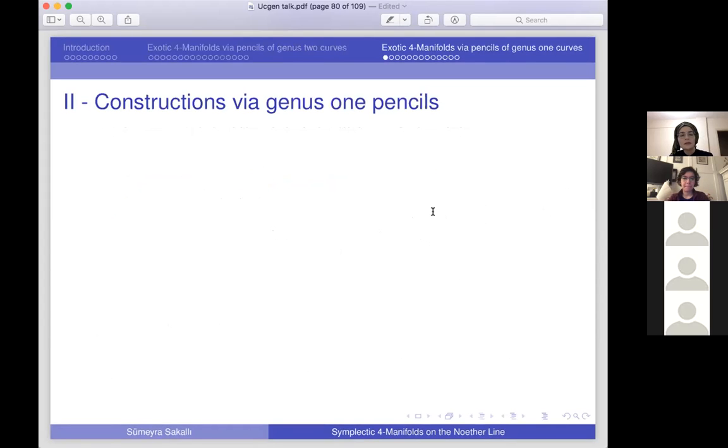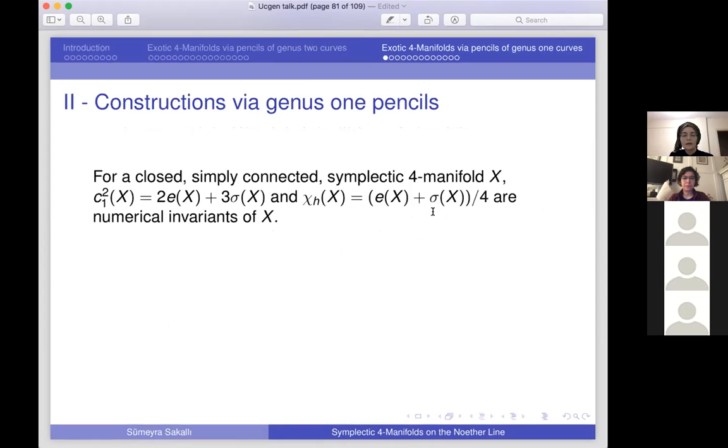And here I will talk about exotic 4-manifold constructions again via genus 1 pencils. And again, I will introduce some notations. Let's say that you have a closed, simply connected, symplectic 4-manifold, and we have some numerical invariants of our manifold. C1 squared is the square of its first Chern class.